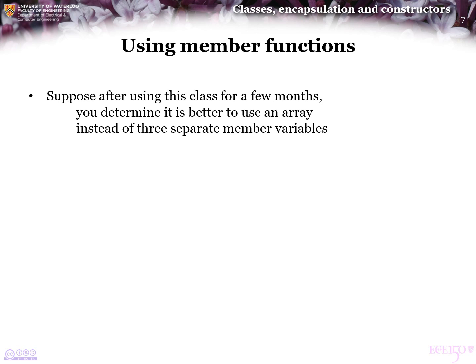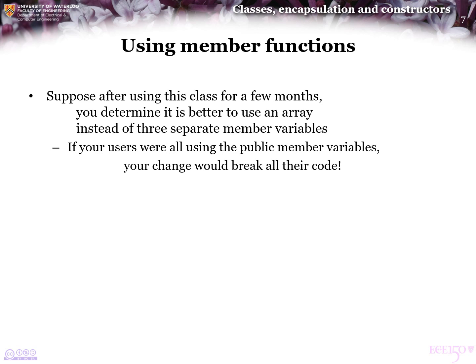Now, one thing that's nice about encapsulation is suppose in a few months after you introduce this class with three member variables x, y, and z, you suddenly determine it's better to just have an array of capacity 3 instead of three separate member variables. Now, if all of your users were accessing member variables x, y, and z, changing these three member variables into a single array would break all of their code.